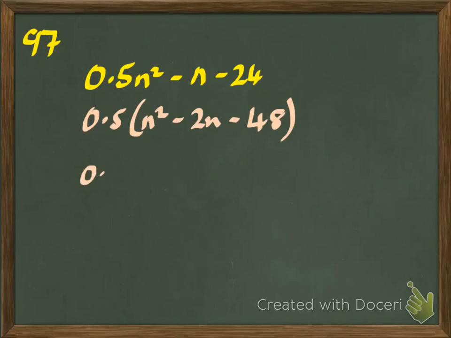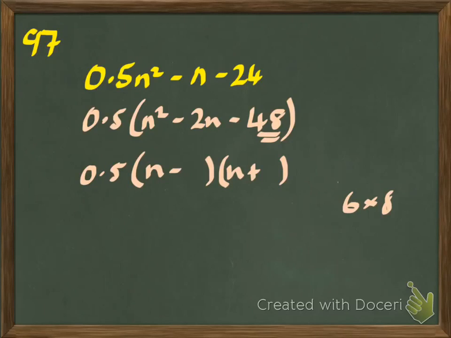Then you can factorise the rest nicely. N minus, n plus, one's plus and one's minus. Factors of 48 that differ by 2 are, we can see 6 times 8, and negative 8 plus 6 make negative 2. Sorry, they times to 48, they make negative 2. So there's our final answer, and we're done.